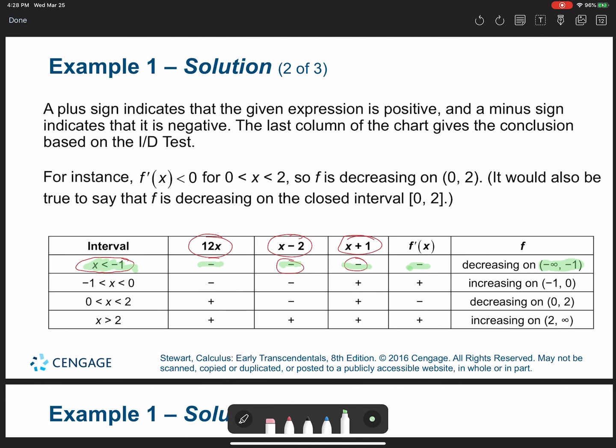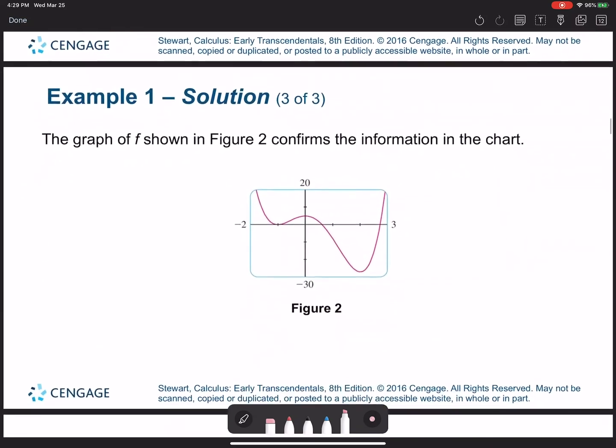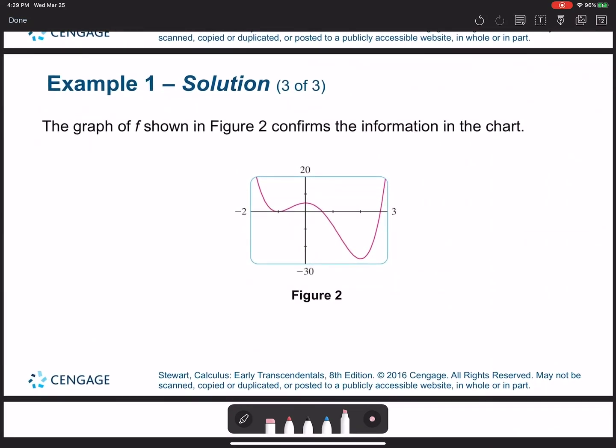And then we keep going through that process over and over again, selecting x values from different intervals and plugging them, one at a time, into these factors of the f prime function, and then making our statements about whether or not the function's increasing or decreasing on that interval. So that is the process.